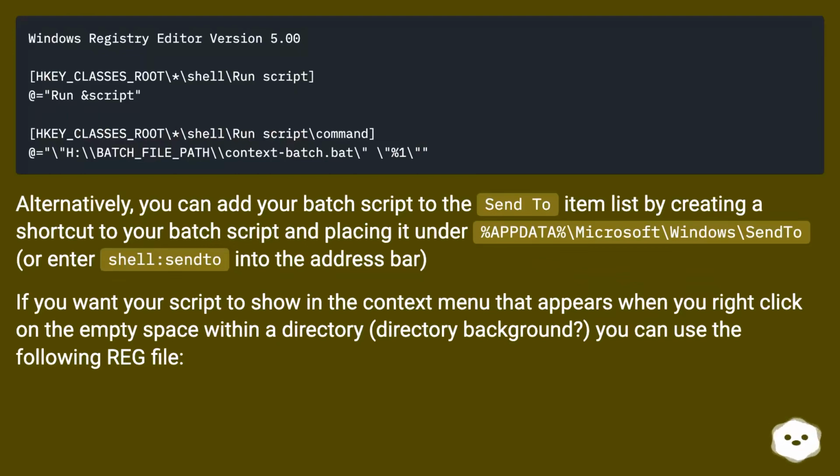Alternatively, you can add your batch script to the Send To item list by creating a shortcut to your batch script and placing it under %AppData%/Microsoft/Windows/SendTo, or enter shell:sendto into the address bar.